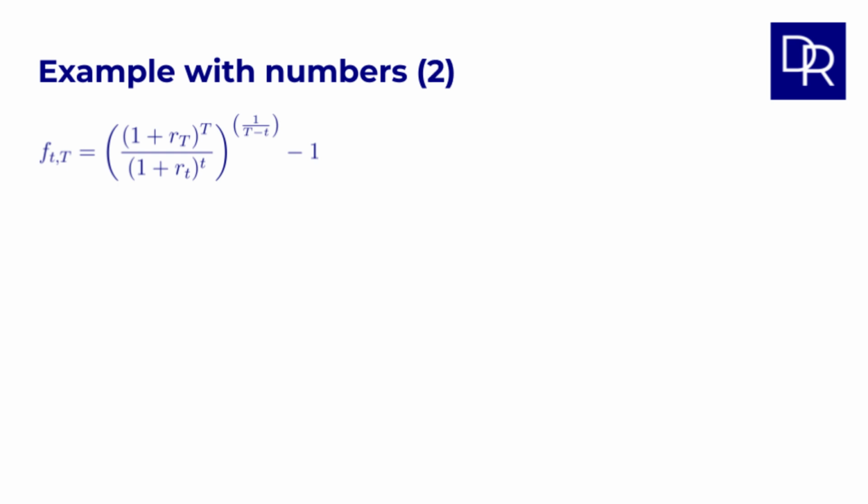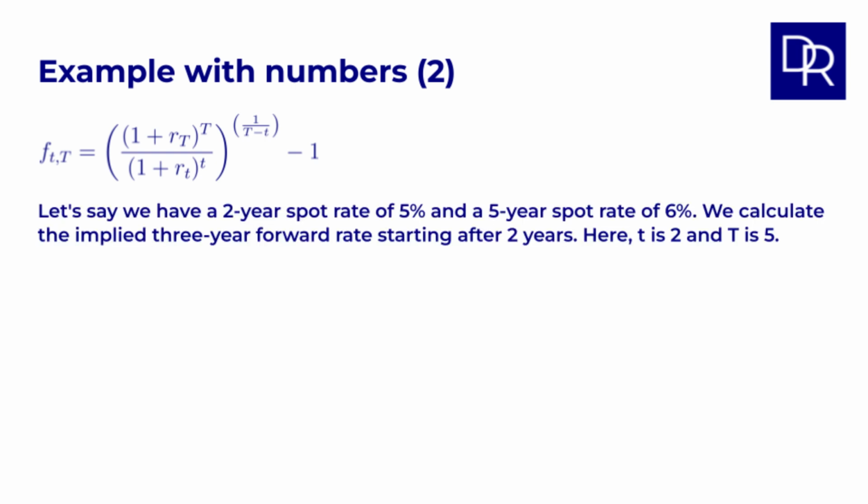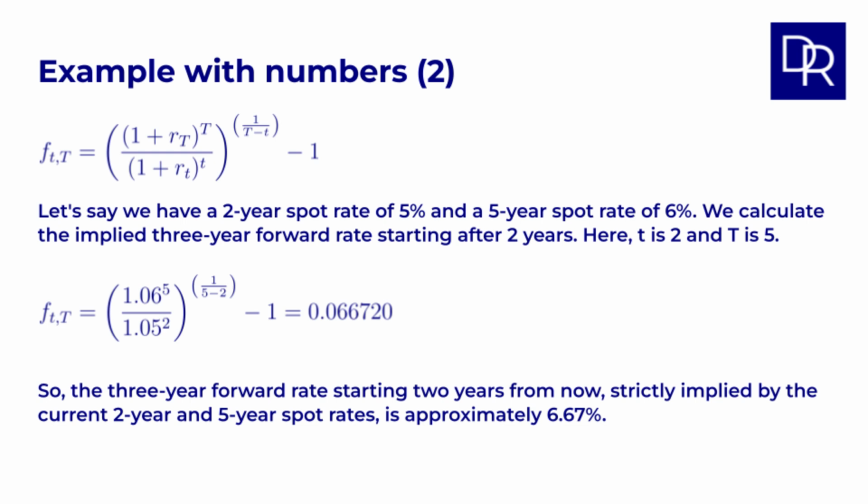We can do this for any 2 points on the yield curve that we can derive from observable market data. Let's say we again have the 2 year spot rate at 5% and also a 5 year spot rate of 6%. We can calculate the implied 3 year forward rate starting after 2 years. So here little t is 2 and big T is 5. Again we can use the formula. Note we are taking the cube root to get the annual rate. So the 3 year forward rate starting 2 years from now is approximately 6.67%.